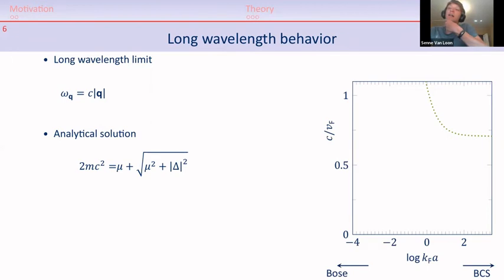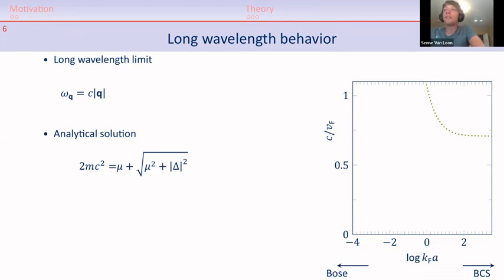And if I show this on a figure, I want to highlight again here the importance of including quantum fluctuations of both phase and modulus. The first dotted line I show here is the result you would get if you calculate the speed of sound using only phase fluctuations, which clearly gives some unphysical results in the Bose regime where it starts to diverge.